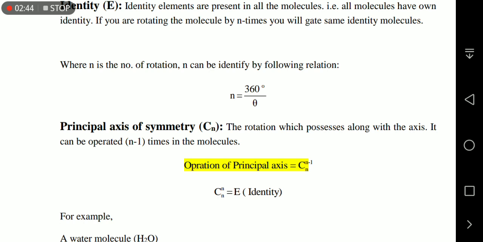See, you have your own identity. Suppose your name is XYZ. XYZ is your identity, right?